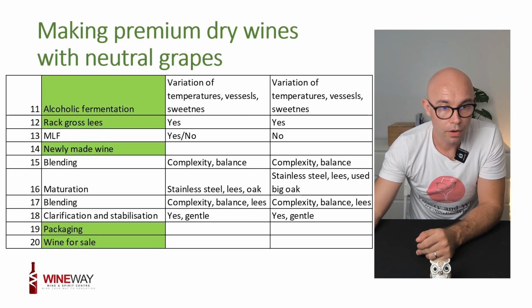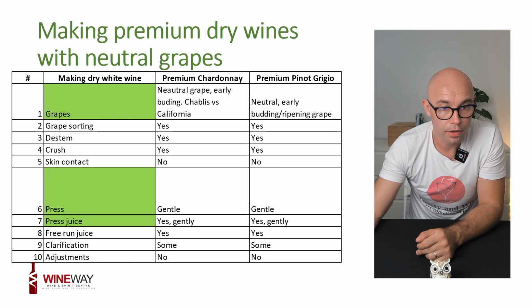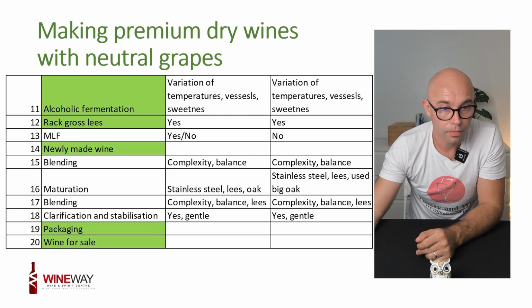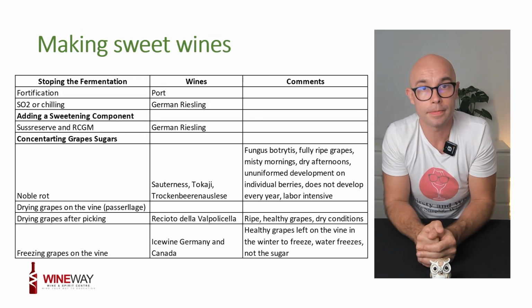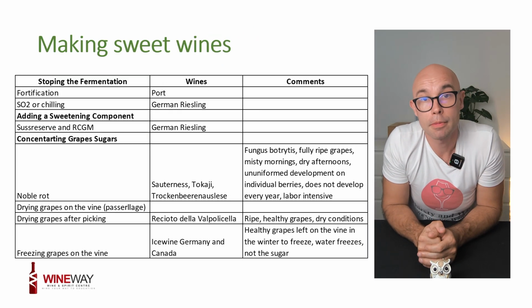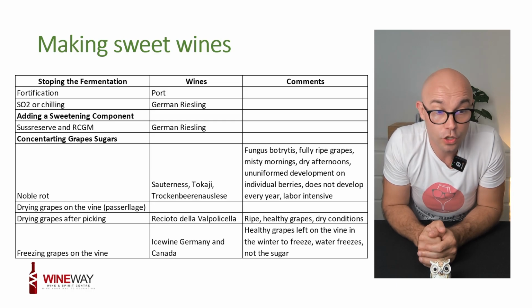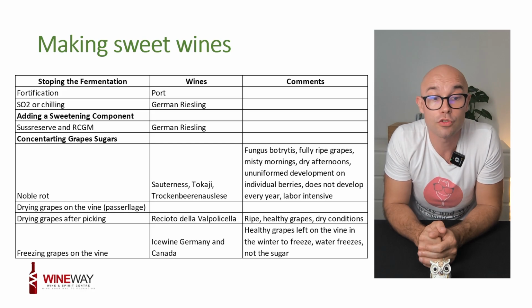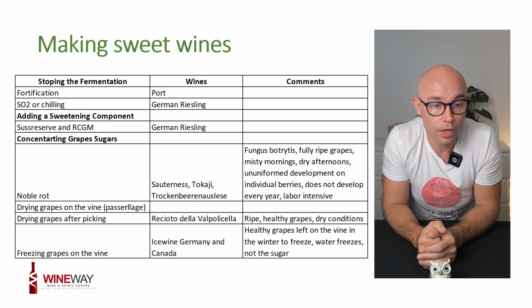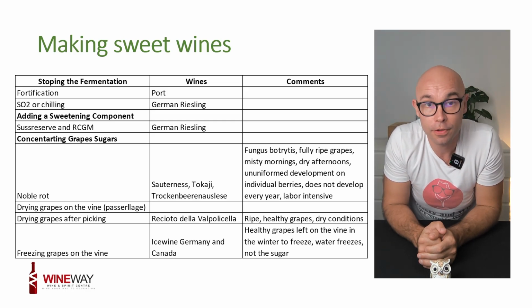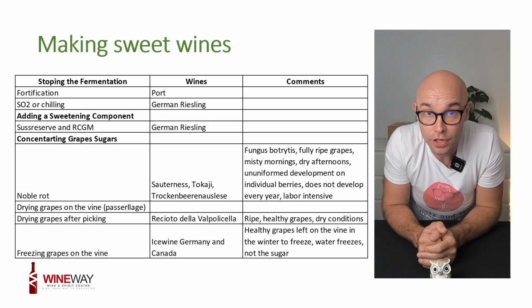Making, so we covered neutral, we covered aromatic grape varieties, and making sweet wines. So sweet wines can be made in 3 ways: stopping the fermentation, adding a sweet component, and concentrating the grape sugars naturally. So the first one, stopping the fermentation, the first one is fortification.